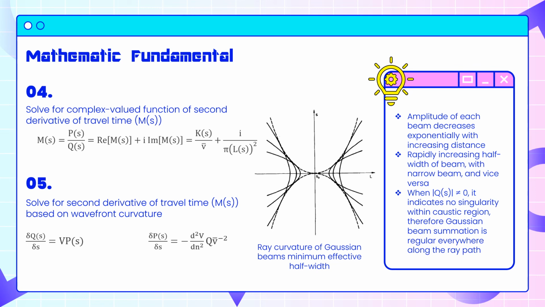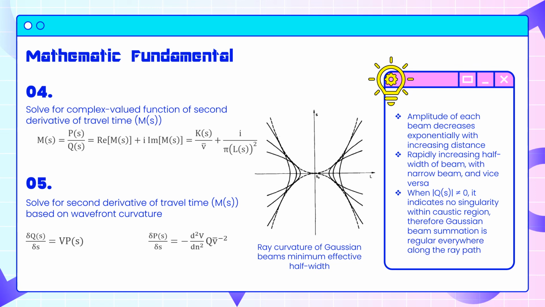When Q is not equal to 0, it indicates no singularity within the caustic region. Therefore, the Gaussian beam summation is regular everywhere along the ray path. Cerveny and Klimes mentioned two properties of Gaussian beams. Firstly, the amplitude of each beam decreases exponentially with increasing distance from the ray along the parabolic wave equation. Secondly, a small minimum effective half-width of the beam results in a narrow beam at x equal to 0, and it rapidly increases in width with increasing distance.